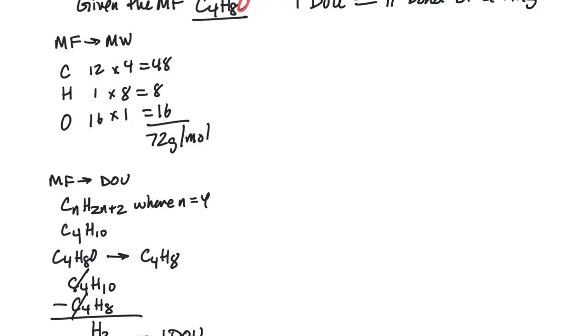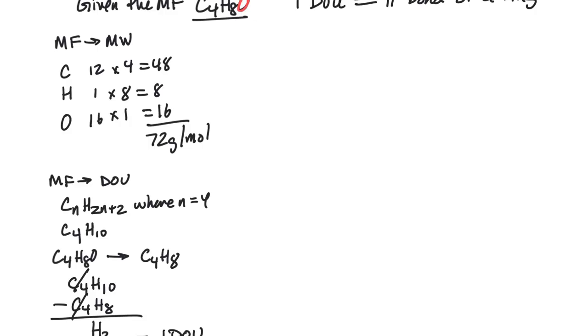So embedded within that molecular formula is 1 degree of unsaturation, and we need to propose structural isomers that have a pi bond or a ring. And now the reason this gets a little bit more complicated is the presence of that oxygen.